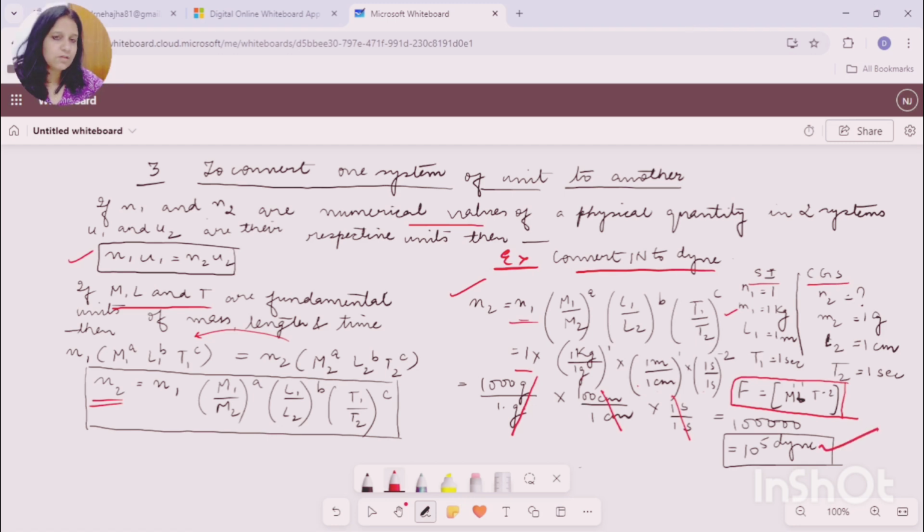So this is how this dimensional analysis is used to convert one system of unit to another.